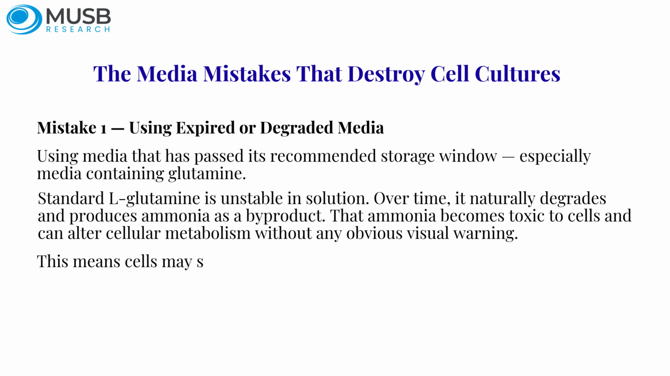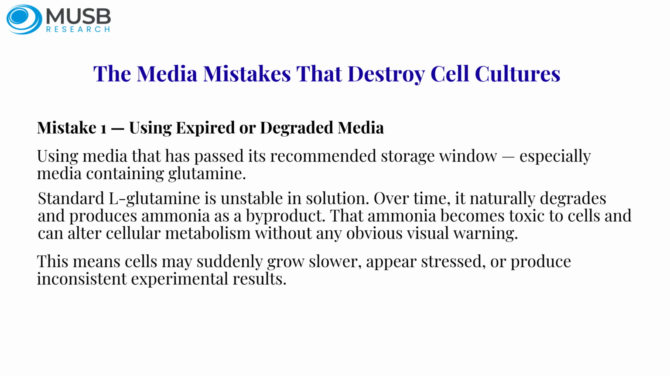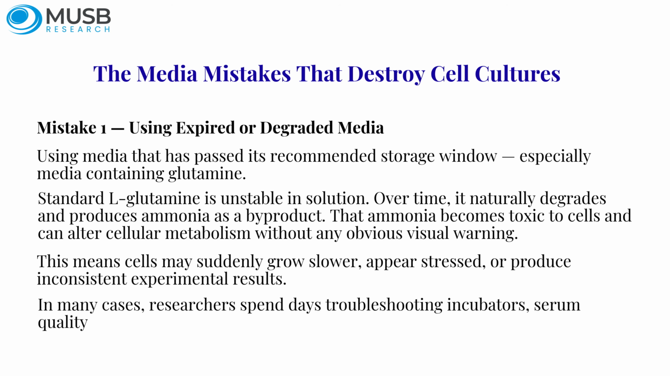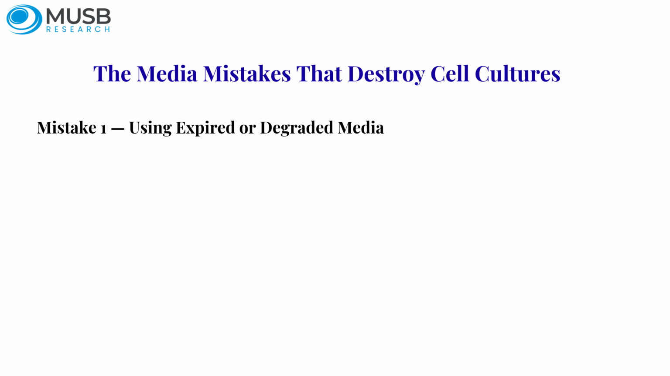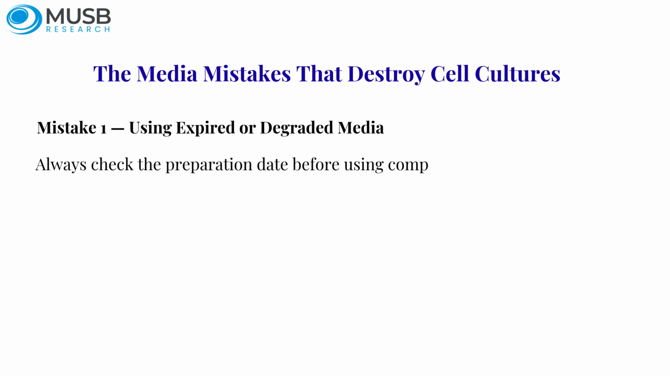This means cells may suddenly grow slower, appear stressed, or produce inconsistent experimental results. In many cases, researchers spend days troubleshooting incubators, serum quality, or cell density, when the real issue is simply degraded glutamine. The solution is straightforward: always check the preparation date before using complete media.